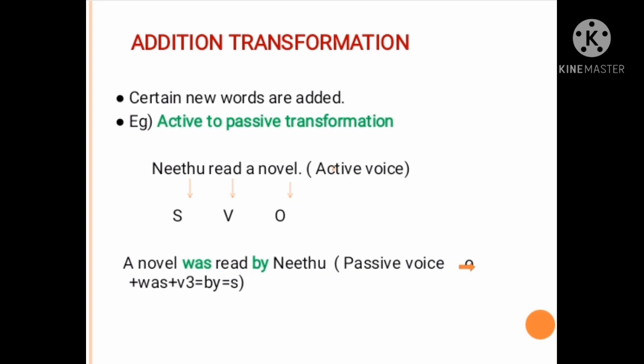In order to convert active voice to passive voice, we should consider the tense of the sentence. Here, the sentence is in simple past. The next criterion is that we should move the object of the sentence to the subject position. Then we should convert V1 to V3 form. Then we have to use by before the original subject. After converting the sentence Needu read a novel to passive voice, the sentence will be: a novel was read by Needu. Then we can apply the phrase structure rule to the sentence.